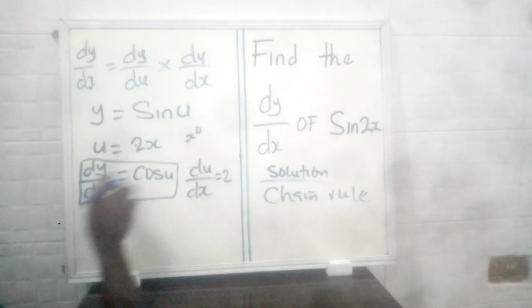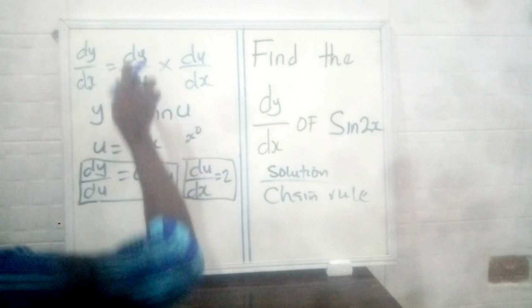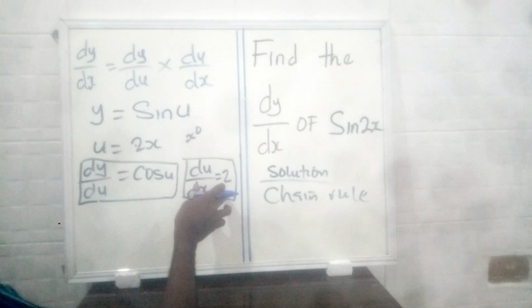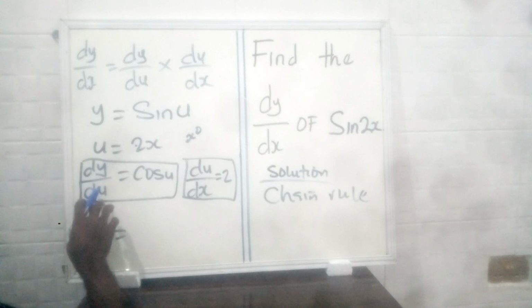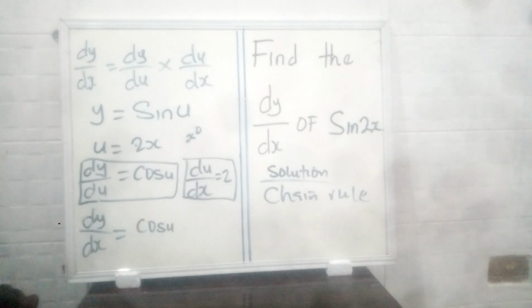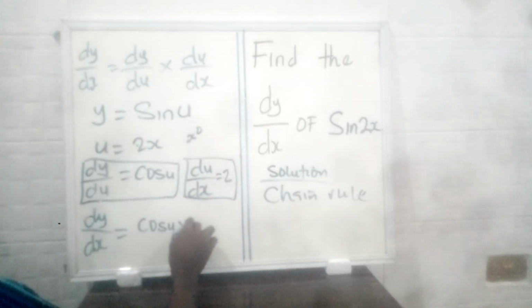Now here we have our dy/du, and here we have our du/dx. dy/du is already here, and du/dx is already here. So all we need to do is: dy/dx now is equal to, what is our dy/du? It is cos u, times, what is our du/dx? It is 2.